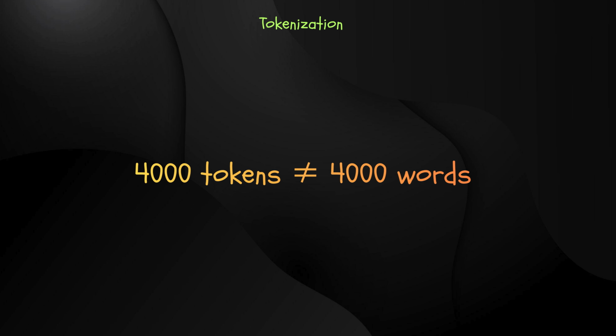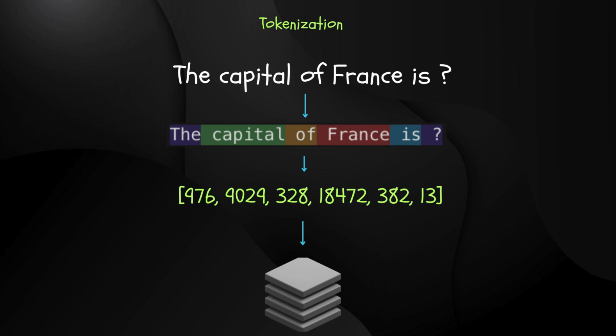And this explains something many people misunderstand. When an API says a model supports 4,000 tokens, it does not mean 4,000 words. Depending on the text, 4,000 tokens might be roughly 3,000 words or even fewer. So after tokenization, your beautiful sentence has been transformed into a sequence of integers.